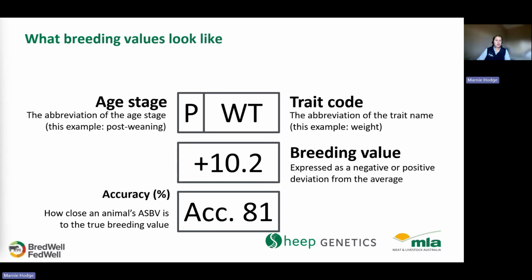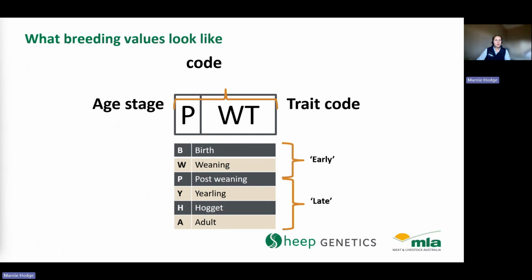So let's talk through what a breeding value actually looks like. We always report 4 key pieces of information. So we've got the age stage, the trait code, the breeding value, and the accuracy. So let's dive into this a little bit further. The first bit is the age stage and the trait code. So for every breeding value, you'll always be given the trait that you're looking at, as well as the age. So for this particular example, we're looking at the breeding value PWT, or post-weaning weight.